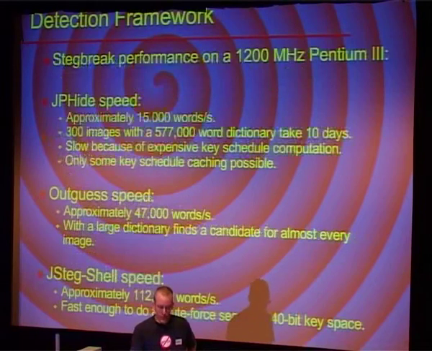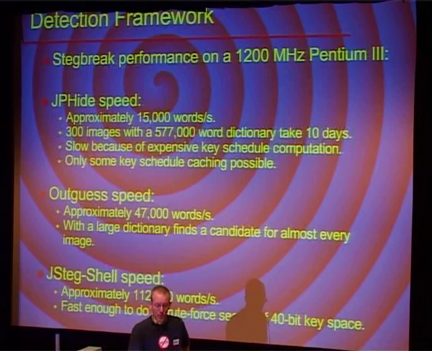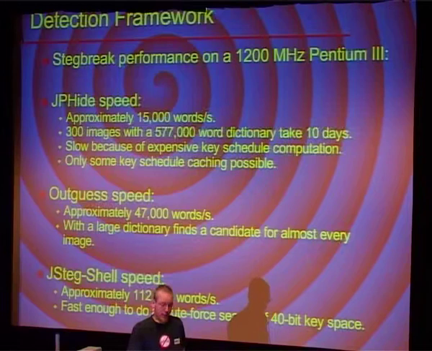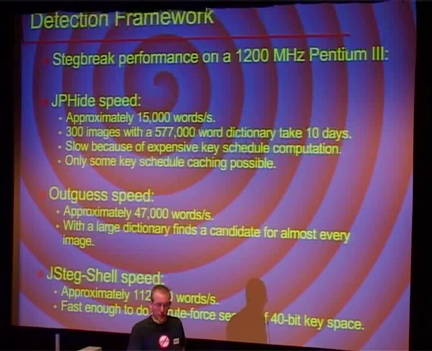So, let me tell you some about performance, and then we get into the next problem area that I have. On my 1200 megahertz Pentium, I get about 15,000 words per second for JPHide. The first run that I did was 300 images with about 500,000 words, and that took 10 days. Really slow. The problem is that the Blowfish key schedule is so expensive. For the Windows version, I can't cache it. Well, I can cache it if I find images that have the first 8 DCT coefficients the same. That's what I do. But still, with only 300 images, it's unlikely that you get many for which that applies.